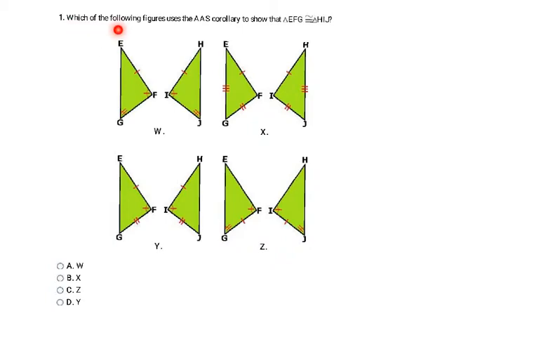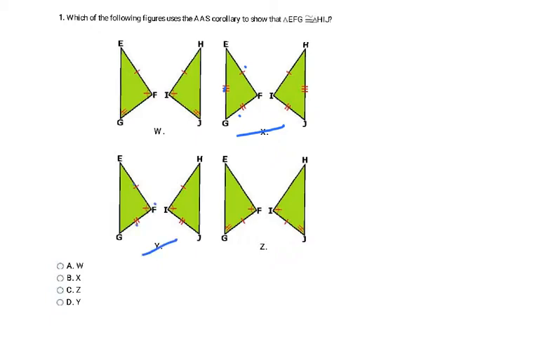Which of the following figures uses the AAS corollary to show that triangle EFG is congruent to triangle HIJ? So this is saying which one of these is a picture of angle, angle, side. So there's two A's and an S. The first thing that tells me is I have to have a picture that has two angle pairs and one side pair marked. So right away, I can get rid of X because that's three sides. And then I can also get rid of Y because it has two sides and an angle.